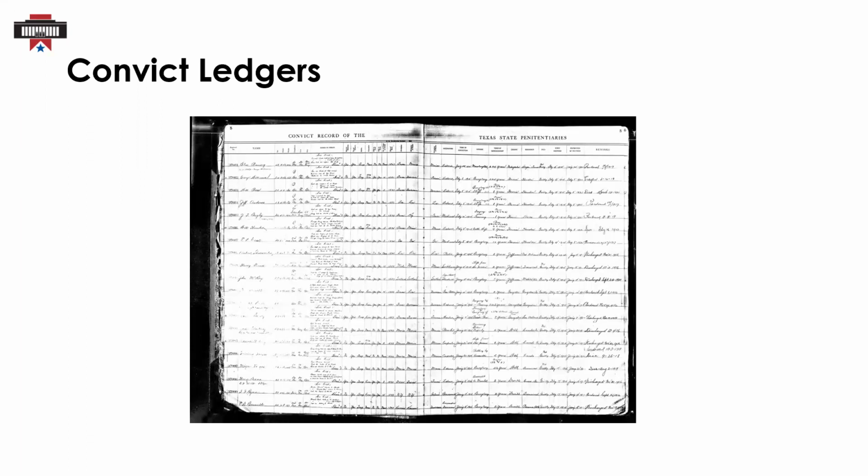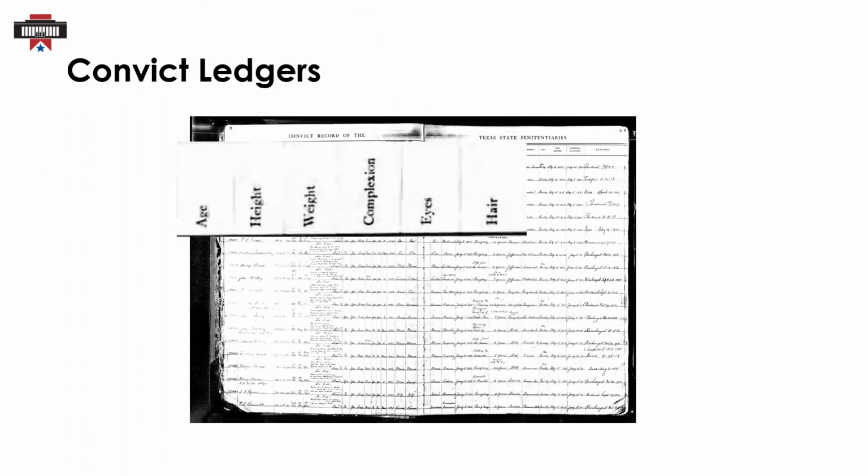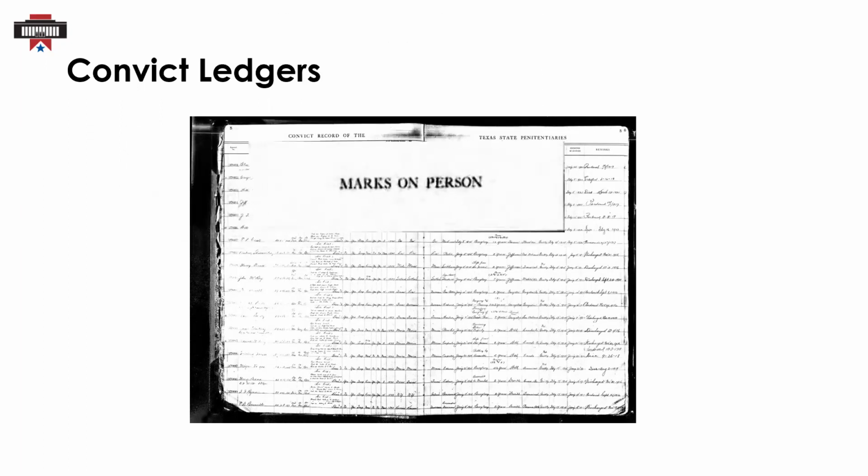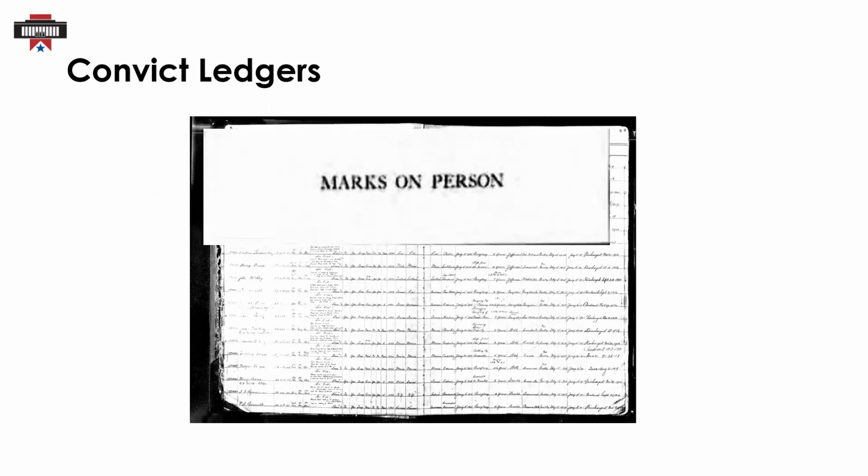Convict ledgers list and describe inmates sentenced to and received by the state penitentiary in Texas. The information includes a physical description, the place of birth of the inmate and parents, education, occupation, sentence, and how they were released.